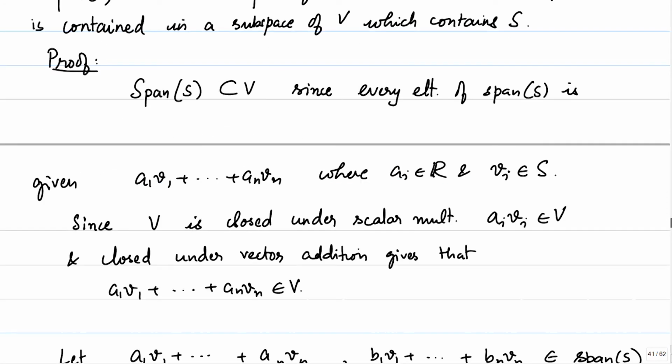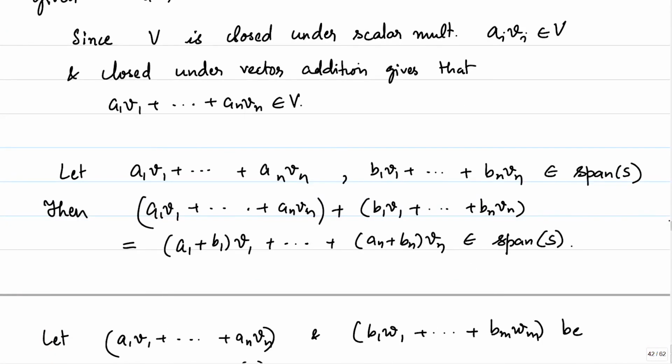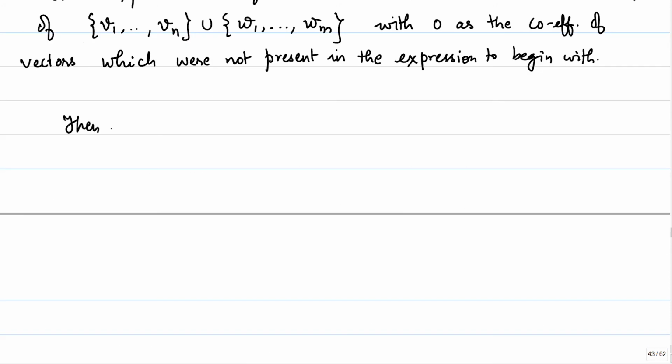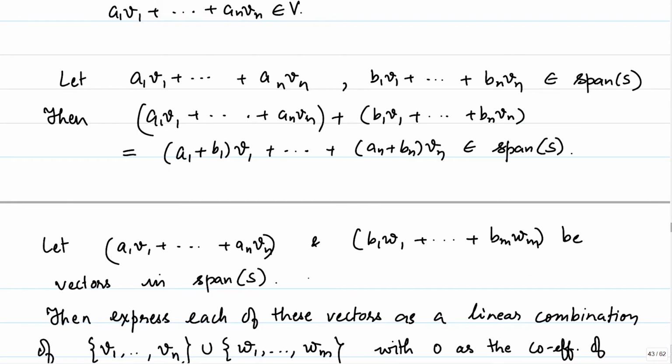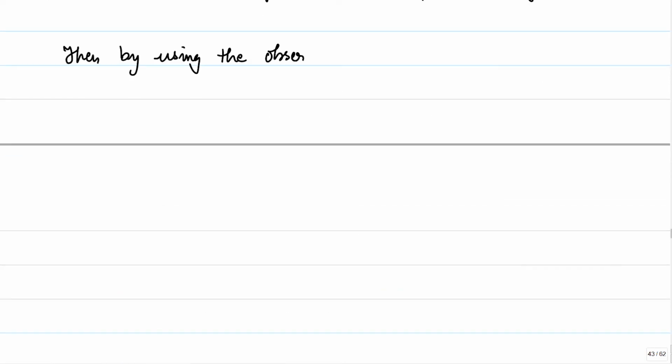Then let's now invoke what we have just noted: the sum of two such vectors can again be written as a linear combination of v1, v2 up to vn union w1, w2 up to wm, which is an element of span of S. Then by using the above observation, let me call it star, span of S is closed under vector addition.